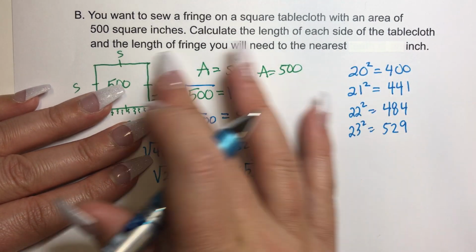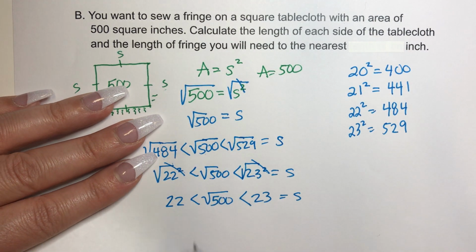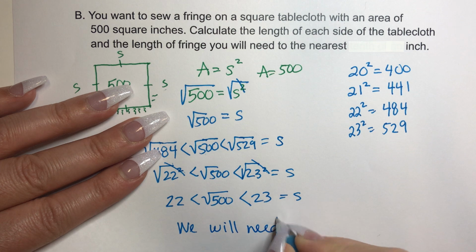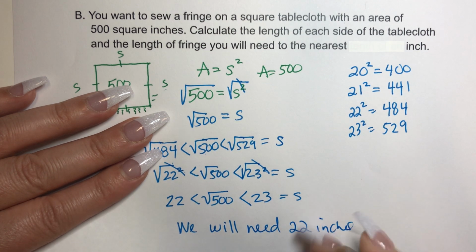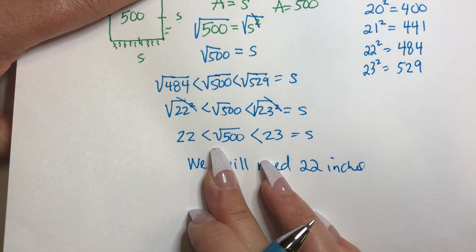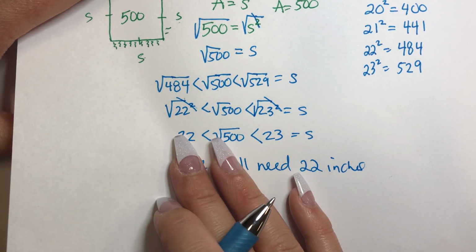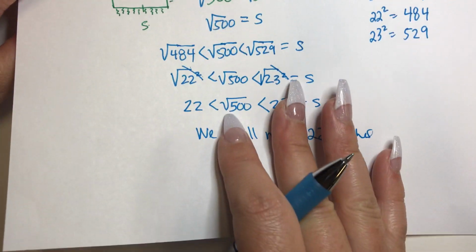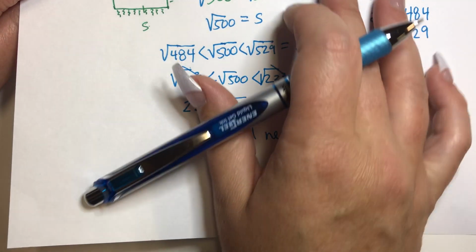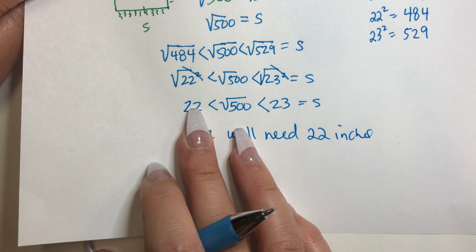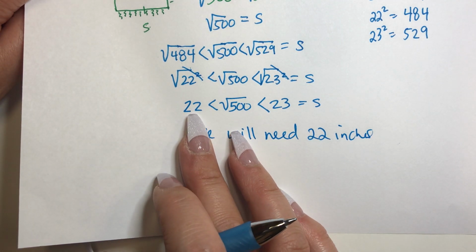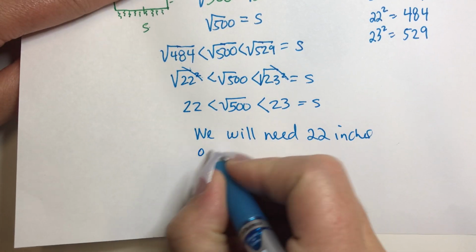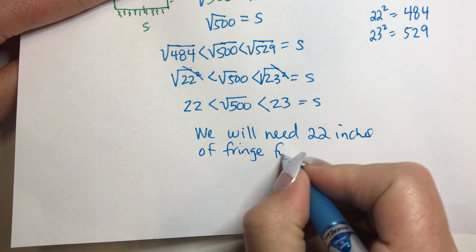So calculate the length of each side of the tablecloth and the length of fringe you will need to the nearest inch. So we will need 22 inches, but actually what we would probably do is we'd want to get more because you don't want to have less. So in a problem like this where we're calculating material, you would probably go up to 23 inches. By normal rounding rules, we would round down because it is closer to 22 inches. However, you're going to be short, so you'd probably want to go 23, but we'll just say we need 22 inches of fringe for each side.